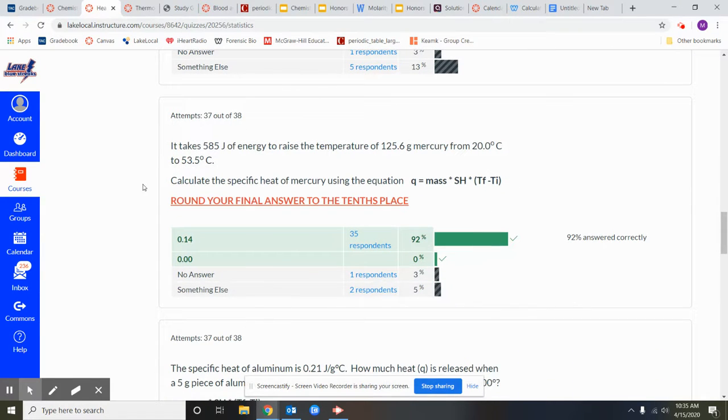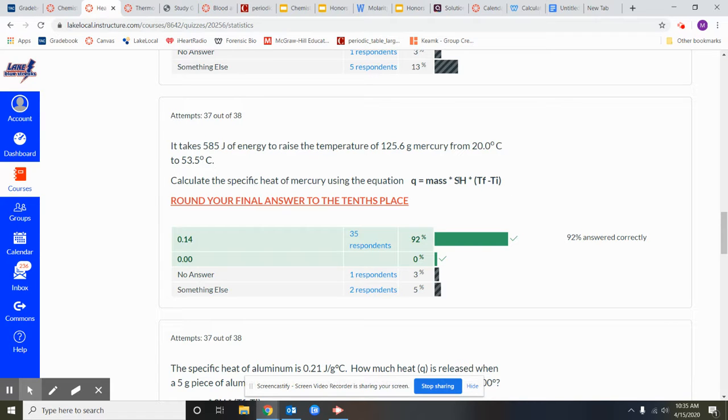This is a specific heat problem. So I gave you the equation. Q stands for your heat energy, then mass in grams, specific heat, and then your delta T, your change in temperature, which is just your final temp minus your initial temp. So in this case, just plugging your stuff in. 585 joules, there's your heat energy. So it's 585 equals the mass, 125.6 grams.